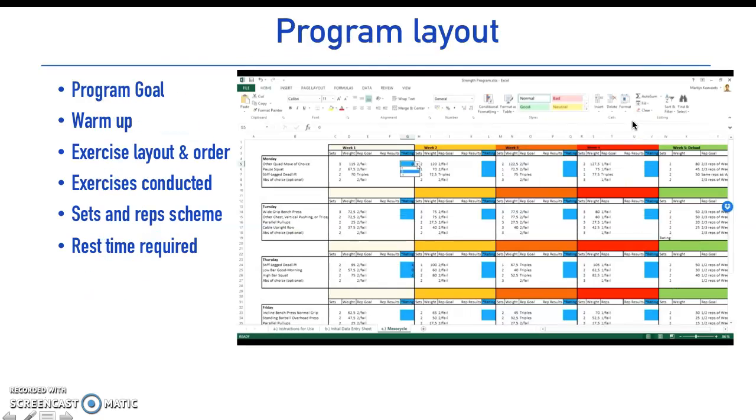Okay, program layouts. Again, what is the program goal? Okay, what warm-up do you have in order? Remember, you need an exercise order and layout. How are you going to lay these out? Okay, and then we've got to have the exercises that need to be conducted. What are you selecting? Your sets and rep scheme, and then the rest time required. Here's just a very basic example of what that could look like, but I will send through a template of what I want you guys to do again.